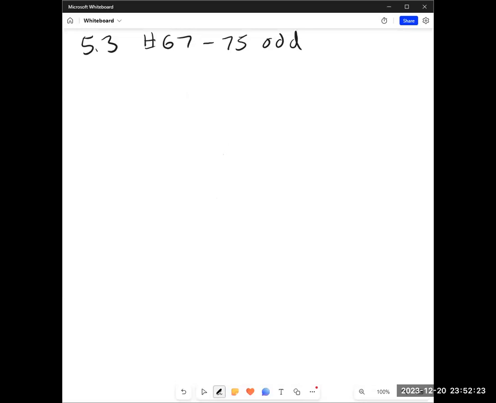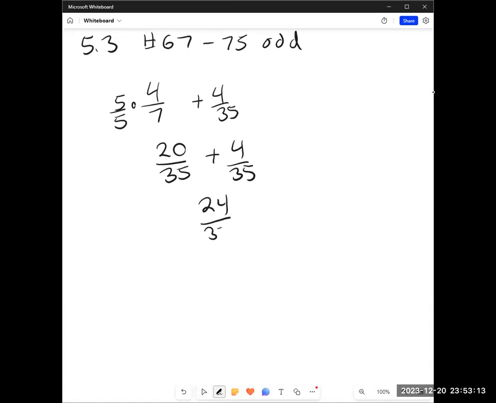All right, now let's look at 4 over 7 plus 4 over 35. 7 goes into 35 evenly 5 times, so all I need to do is multiply this one by 5 over 5 to get 20 over 35 plus 4 over 35 is 24 over 35. 24 is not divisible by 5 or 7, so I'm done.